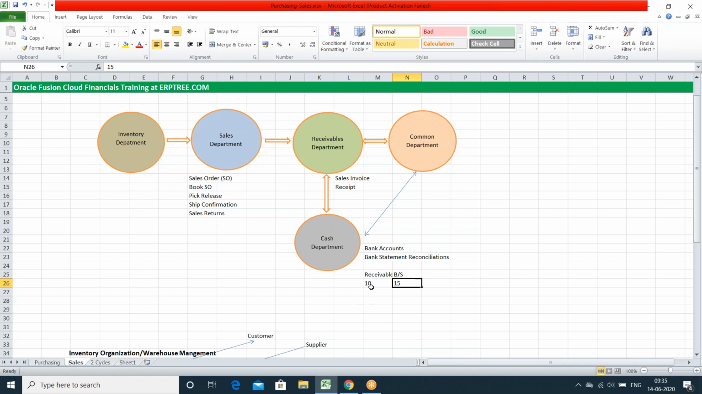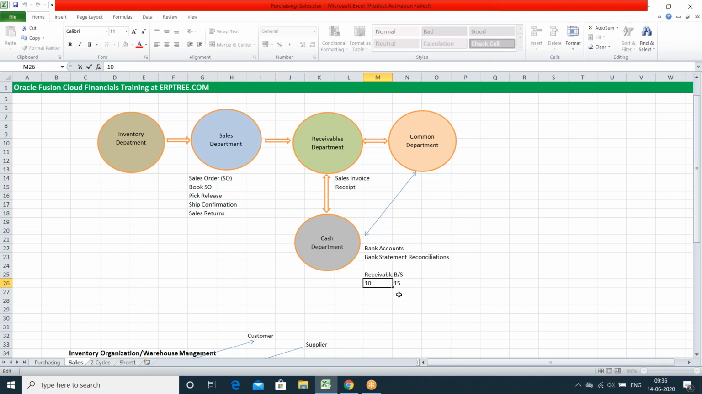The reason may be that the people working in the receivables department might have forgotten to record the 5 payments which they received. Without recording them in their books, they might have submitted checks to the bank, so those might have cleared. That is the reason as per the bank statement 15 are reflecting.